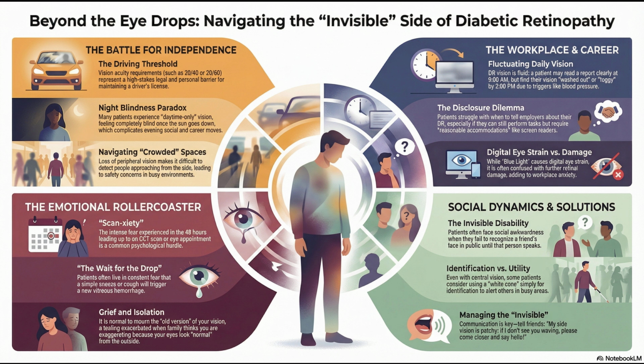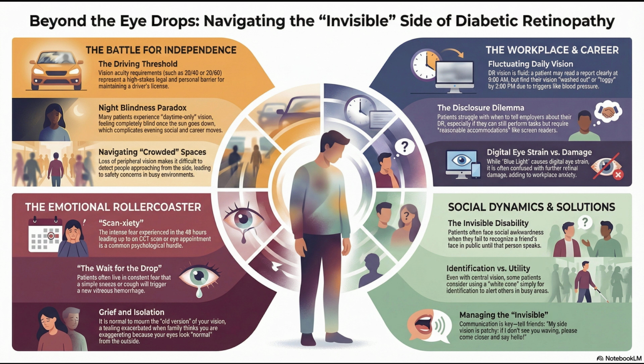That's exactly it. And this entire dilemma is complicated by what the sources call the phenomenon of fluctuating vision. This was the most surprising part of the research for me, honestly. Me too. I think most people assume vision loss is a steady downward slope. You slide down a hill and you just stay there at the bottom. But the sources describe it as a daily roller coaster.